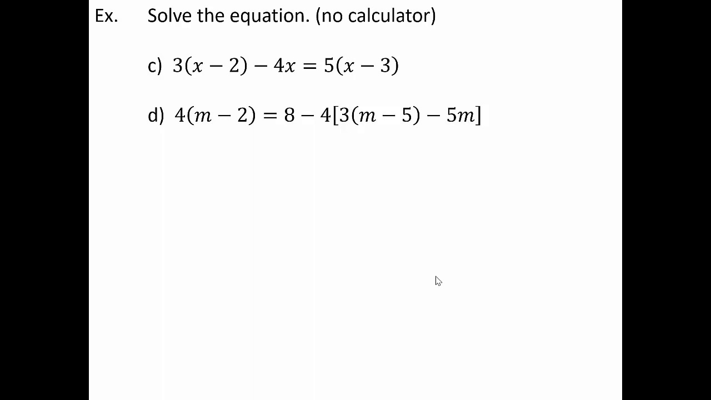All right, here are some slightly more complex problems, but just as easy as the previous ones. Try these on your own. My suggestion is to simplify first before you attempt to solve. Pause here, play when you're ready.